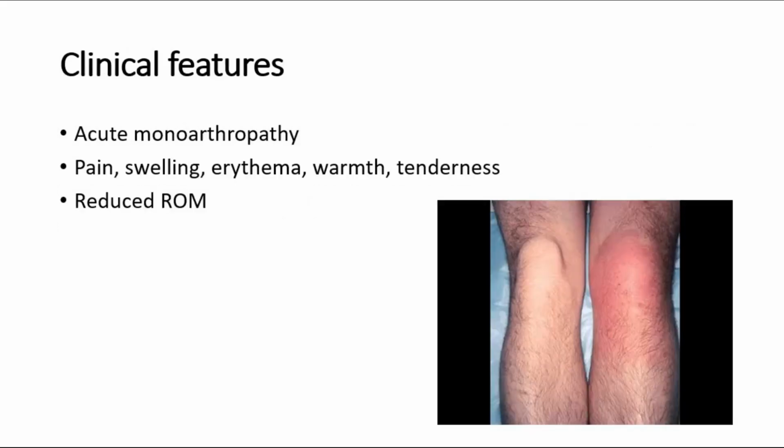The clinical features: acute monoarthropathy is seen, usually hip joint in children and usually knee joint in adults. The features include pain of the joint, swelling as seen in this picture over here, erythema where there is reddish discoloration of the skin, warmth and tenderness surrounding the joint, and there might also be reduced range of motion due to the pain.